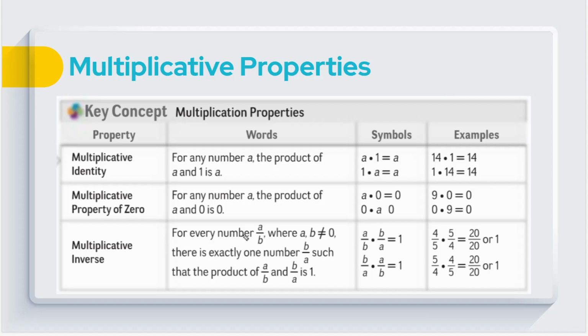Multiplicative inverse: for any number a over b, so this is basically any rational number, that number can be multiplied by its inverse, which is b over a. If you multiply it by its inverse, then you get 1. Any number, for example, 2/3, has an inverse, which means that you just switch the denominator and the numerator. So the inverse of 2 over 3 is 3 over 2. You multiply those two together and you get 1.